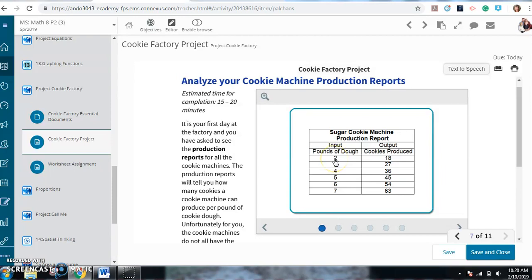So for instance, the sugar cookie machine goes from 2 to 18, and then 3 to 27, 4 to 36. I can tell that 2 times 9 is 18, 3 times 9 is 27, 4 times 9 is 36. I'm just checking to make sure all of these times 9 are equaling that. So the equation for that input-output table would be y equals x times 9, or 9x. So you would put y equals 9x.